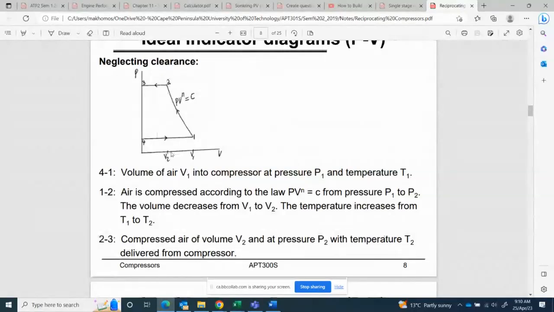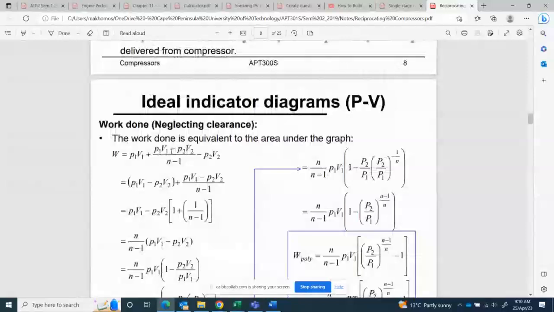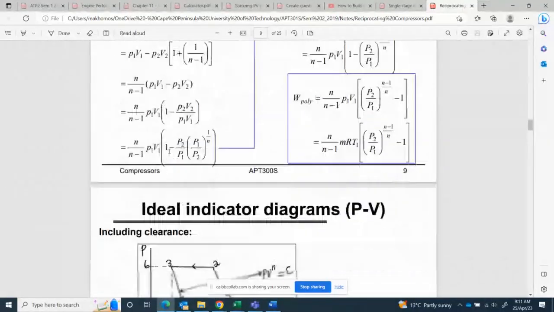Now let us move on to the real PV diagram of a reciprocating compressor with clearance. This is the real one.